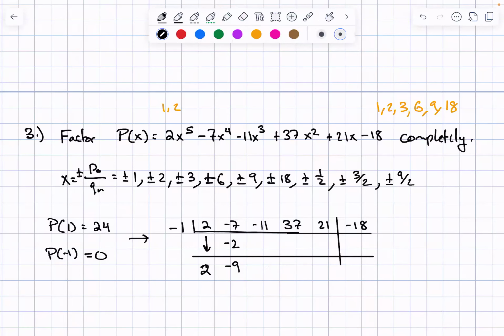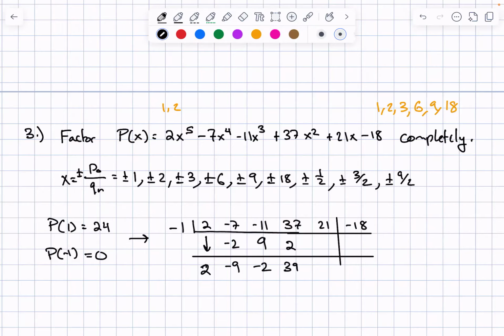No. What am I doing? Okay. I was getting ahead of myself and just thinking about adding. Okay, negative 1 times negative 9 is positive 9. Negative 9 plus negative 11 plus 9 is negative 2. Negative 1 times negative 2 is positive 2.